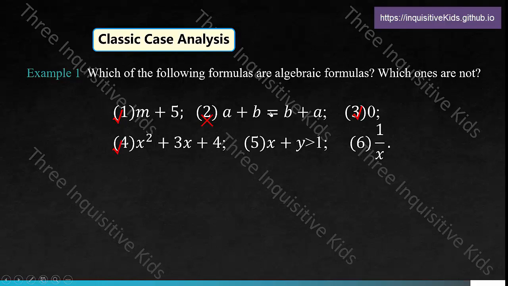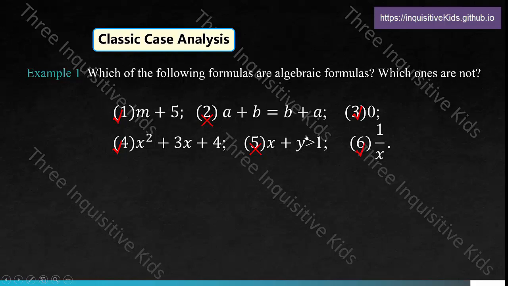4. Yes, it is because it is variables and numbers being connected together with operations. 5, no, it is not. Again, it is the same situation as the second one because there is a relation symbol. X plus y is greater than 1. That is not an algebraic formula because it shows some sort of relationship.